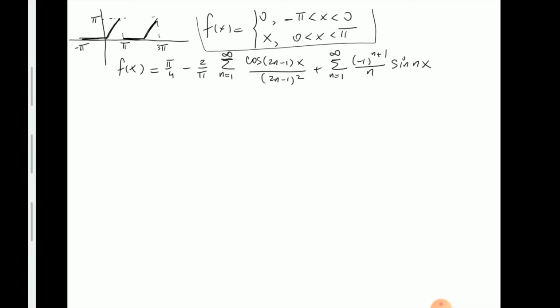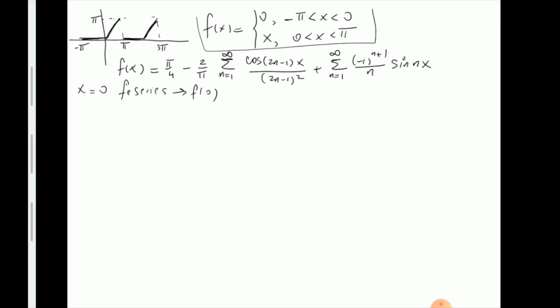So once again, if you plug in a point in which the function is continuous, you're guaranteed to converge to the value of that function. For example, what happens if I plug in x equals 0? Well, x equals 0 is a point of continuity, so it's continuous at that point. So the Fourier series will converge to f of 0.